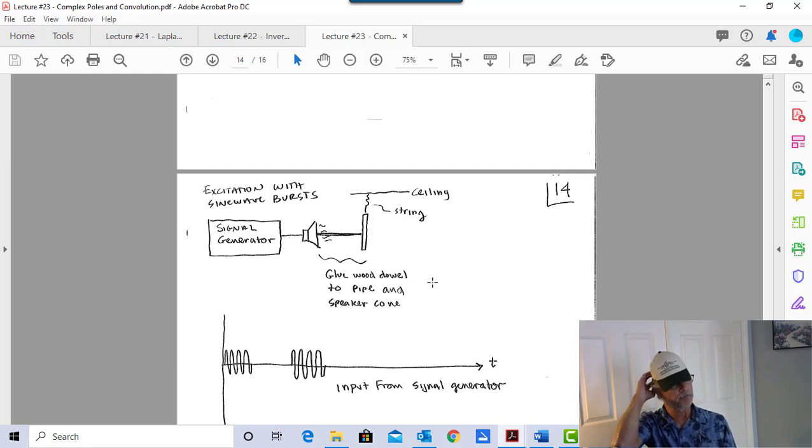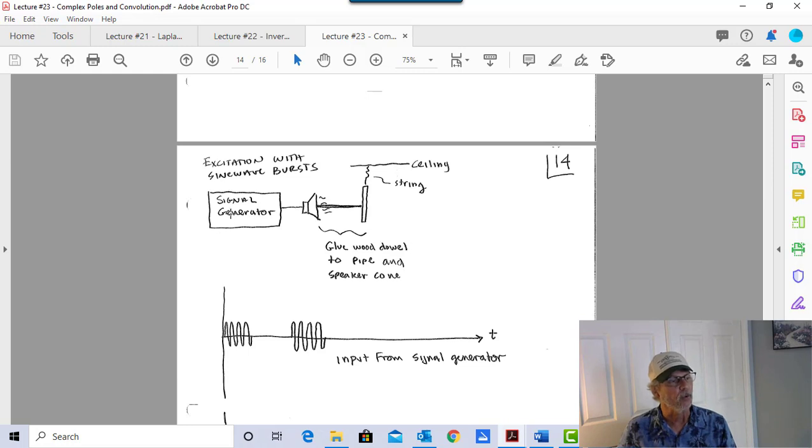So this time, I'm going to excite my pipe with a signal generator. And the signal generator is going to make little sine wave bursts. Or in other words, if I were to listen to the signal here, because I'm taking my signal generator, I'm going into a speaker, I'm going to hear right here. Right? Little sine wave starts up, then it stops.